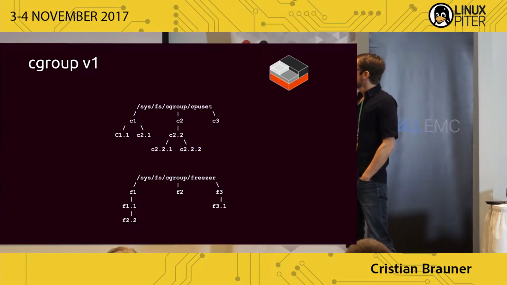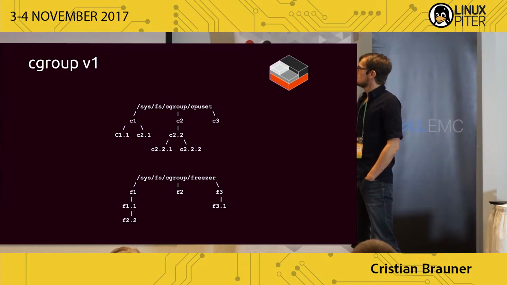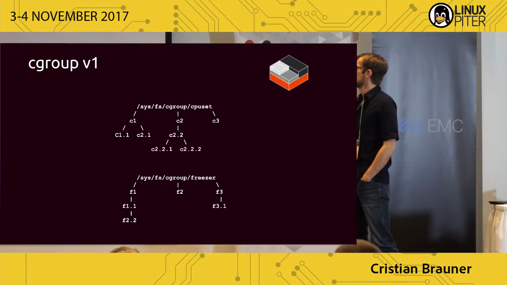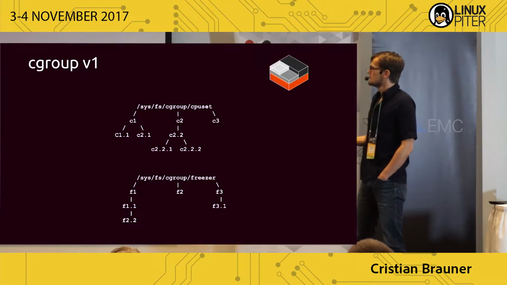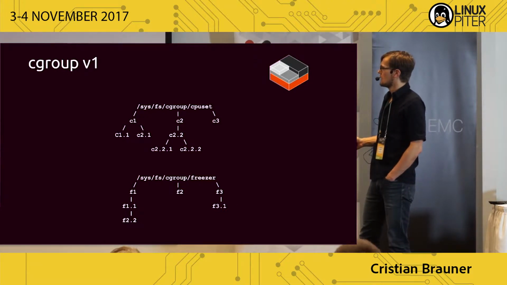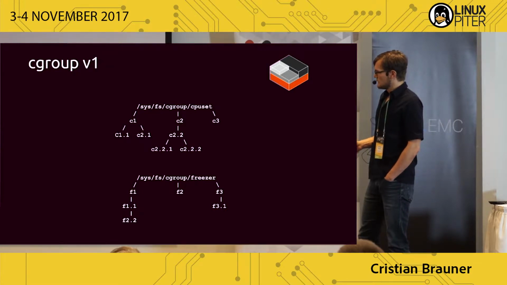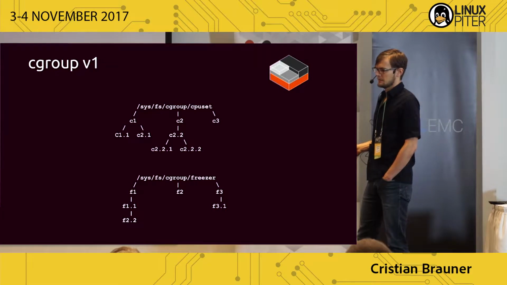And what do I mean when I say separate hierarchies? Separate hierarchies for each controller means, if you look at this, the cpuset controller is mounted under /sys/fs/cgroup/cpuset, and the freezer controller is mounted under /sys/fs/cgroup/freezer. In the cpuset controller, you have a range of separate cgroups like C1, C2, and C3. Then you have two cgroups underneath C1, and a bunch more under C2. That's the hierarchy we're talking about.